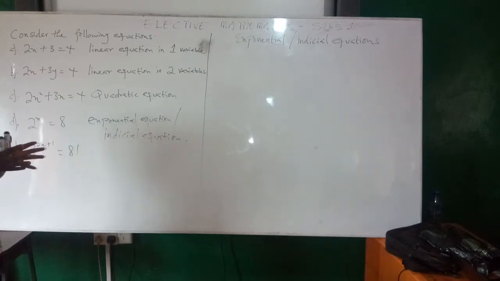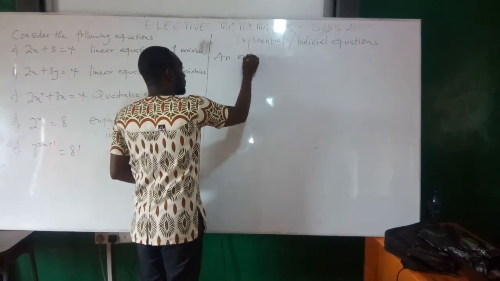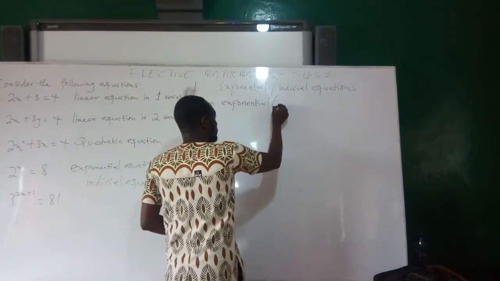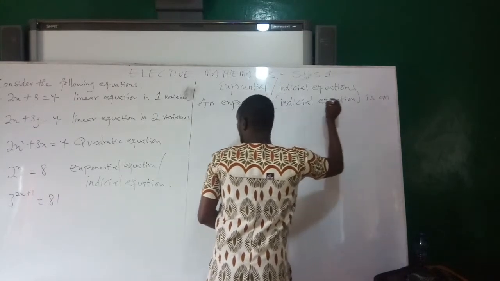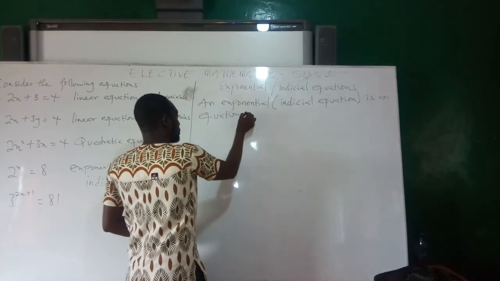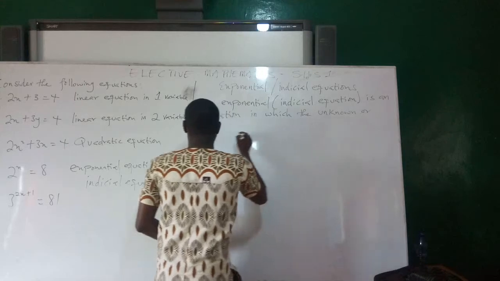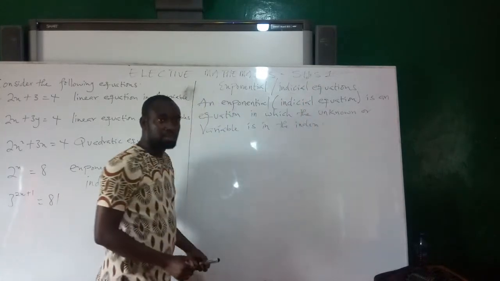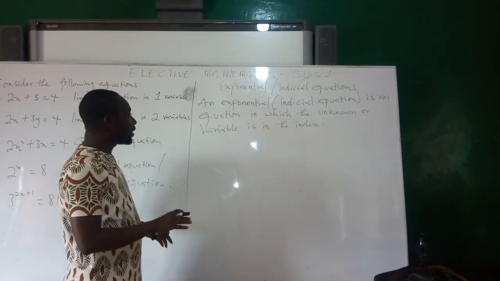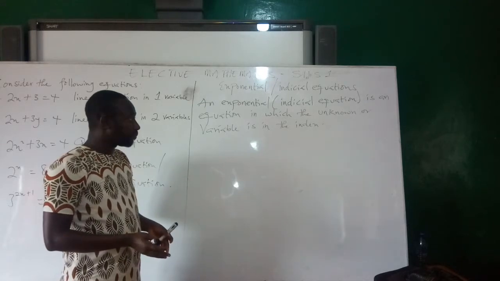Now you can state that an indicial equation or an exponential equation is an equation in which the unknown or the variable is in the exponent. So let me write it quickly over here. So an exponential or indicial equation is an equation in which the unknown or the variable is in the index. The unknown is mostly represented by the letter X or Y. So let's look at some examples.